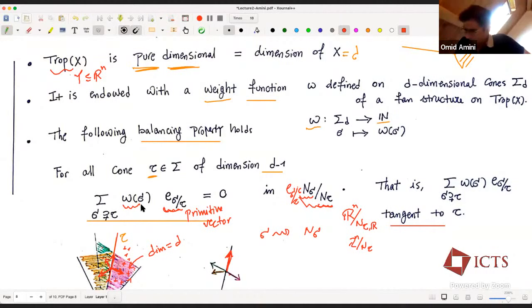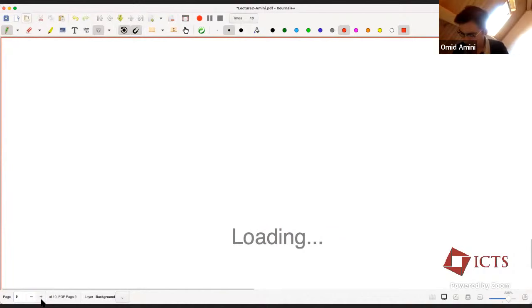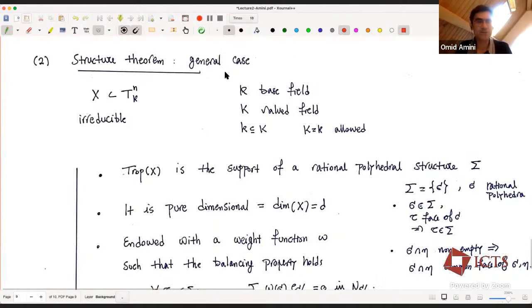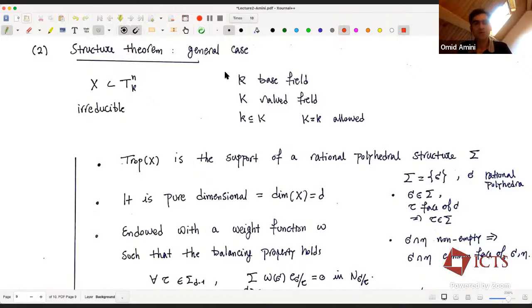Okay, so these were the properties in the local case. And the third lecture will be to describe a little bit of the geometry of these tropical fan folds. And in the notes, I didn't finish my last slide of my lecture. It is the structure theorem in the general case. I sent it to you. You can view it. The structure theorem in the general case says that basically you have the same picture in the general case.